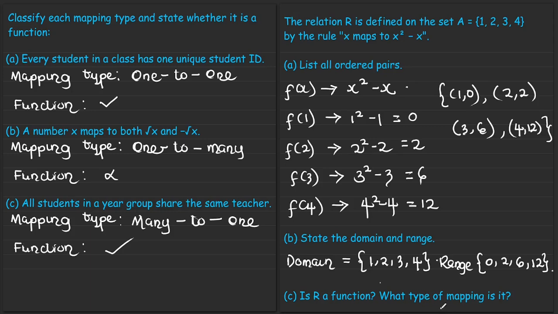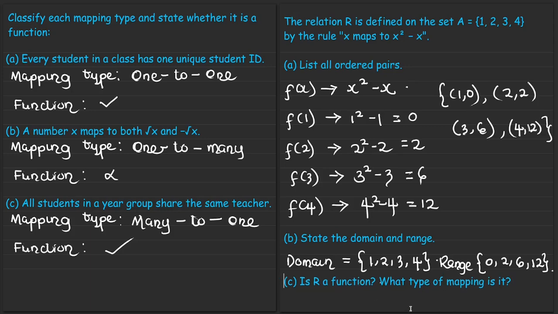Now the last part of the question is asking whether or not this is a function. It is a function if it is either 1 to 1 or a what? Many to 1. And looking at what we have here, each element is mapped to 1. There is none that is being mapped to a double. You see? So we can say yes, R is a function. And what type of mapping is it? It is a 1 to 1 mapping.